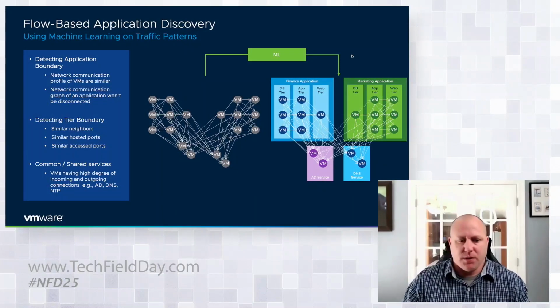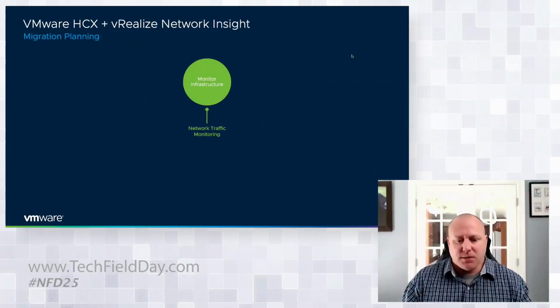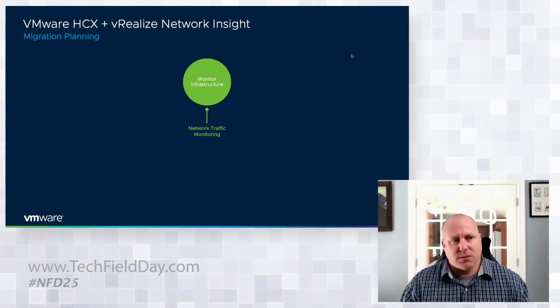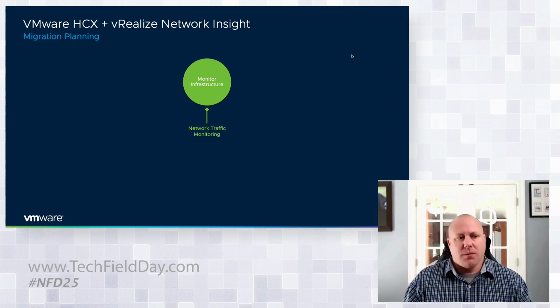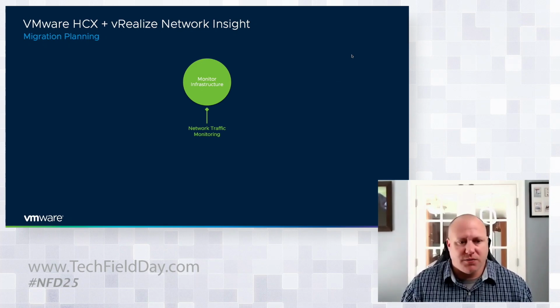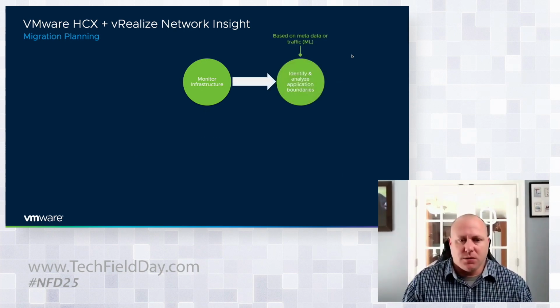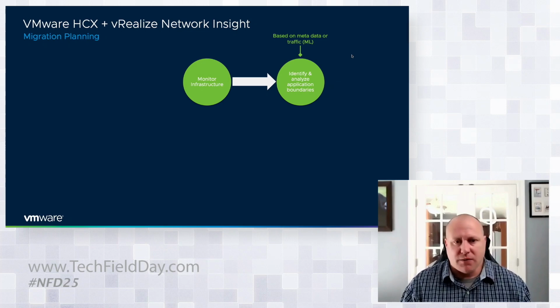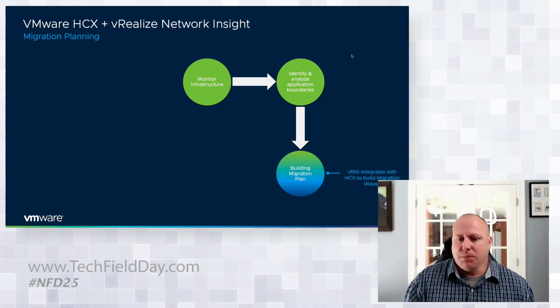So really quick, I just have one more slide and then I can jump into the demo environment. So the last piece, as we get into, like I said, is we're moving into the migration. We actually have direct integration with VMware HCX with vRealize Network Insight, and we go into the various monitoring planning phases. So, obviously monitoring the infrastructure, the network traffic monitoring, and then we're going to look at identifying and analyzing the application boundaries. Again, we talked about the various ways, but this can be based off of metadata or traffic, utilizing machine learning and other discovery methods. And then we move into actually building the migration plan.